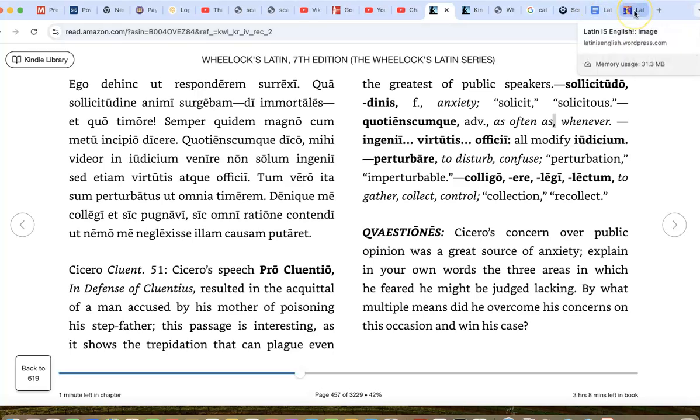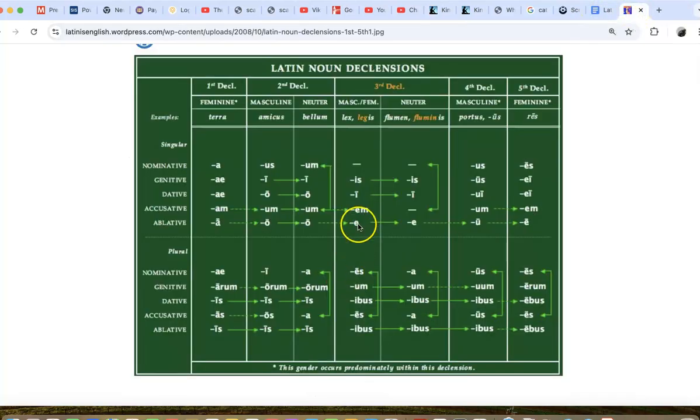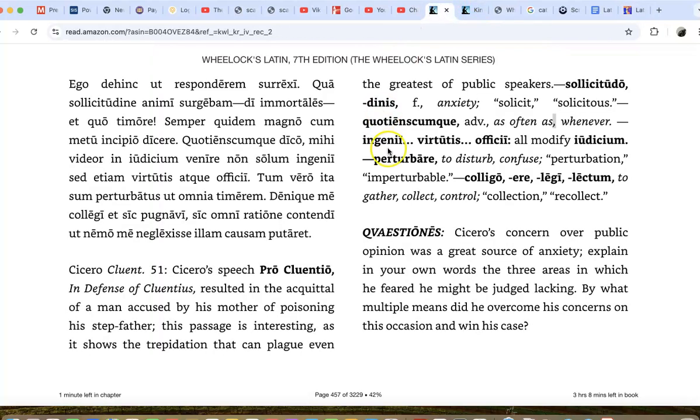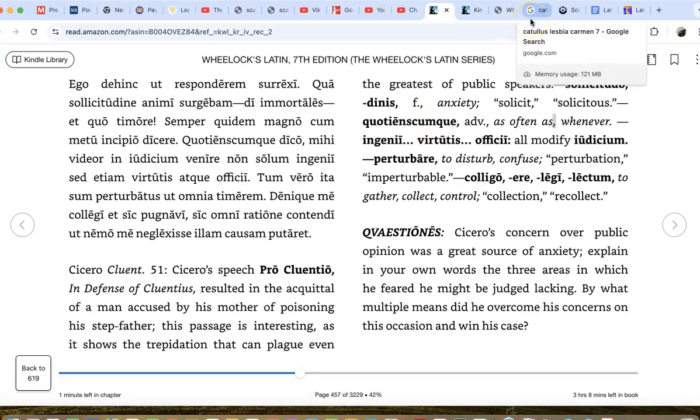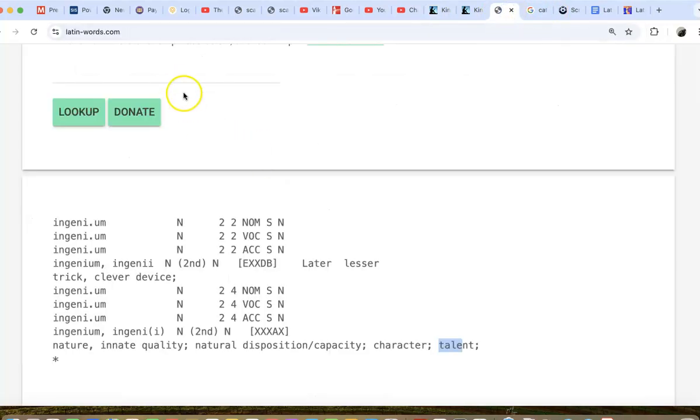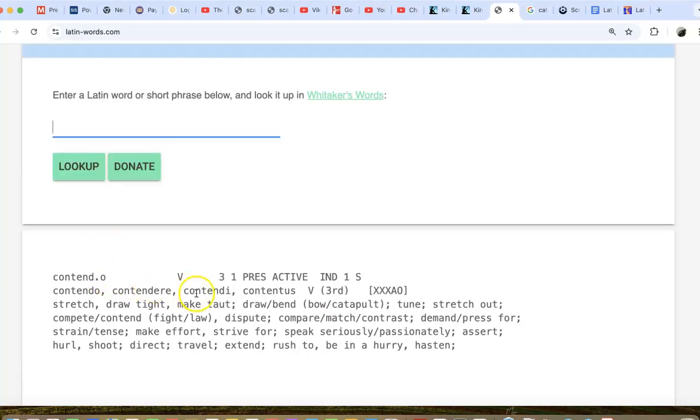Reason is third declension. So ratione, the omni is a unique ending in this one, but that's the sense of it. So by all reason, in other words, by the power of reason. Contendi also means, it's where we get the word contender or contest. If we look this up, it's going to be contendo. So contendo, contendere, contendi, contentus, it can mean a lot of things.